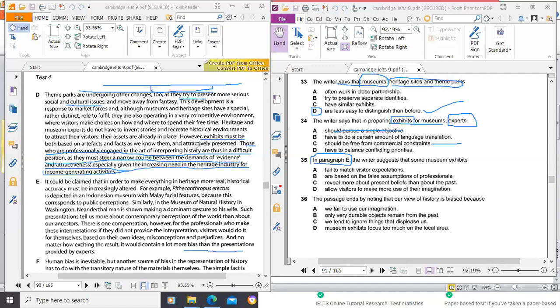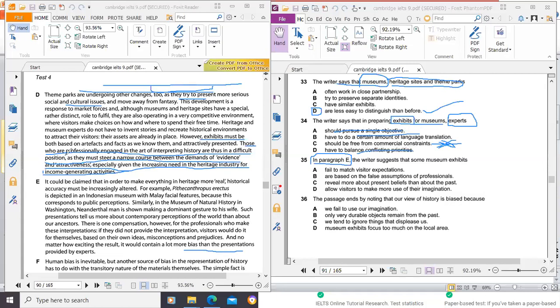The experts are thus in a difficult position, like a conflicting situation, as they must steer a narrow course between... they have to just make a decision. It's not a single objective. They are not free. You can see this is quite opposite to what is in the passage, okay? Because especially given the increasing need in the heritage sector for income generation. So this is the opposite of what is in the passage. So this is wrong, this is wrong. So the answer is they have to balance conflicting priorities.